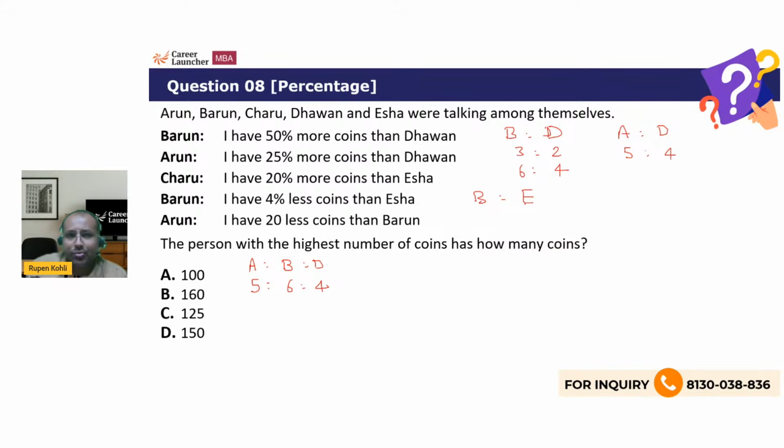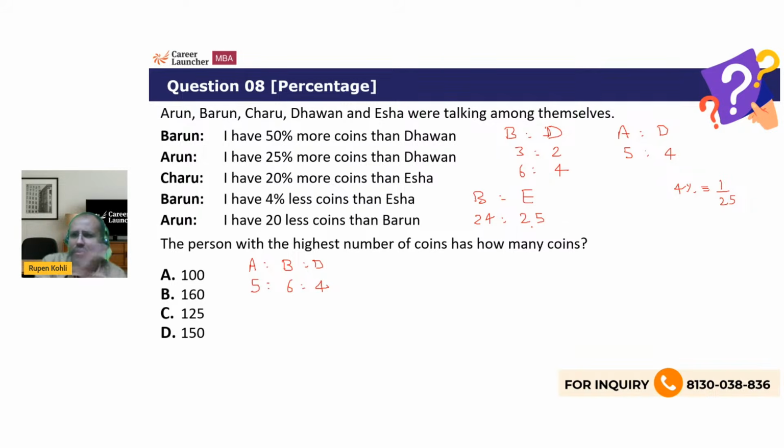All right, so B is to E. Barun is saying I have 4% less. 4% is 1 by 25 fraction. So Barun's coins are 1 by 25 less. So they are 1 minus 1 by 25, which is 24 by 25 times of Isha's coins. So the ratio of Barun is to Isha, can we say, is 24 is to 25 from here? I hope that is clear. From any percentage comparison, this is how we get the ratio.